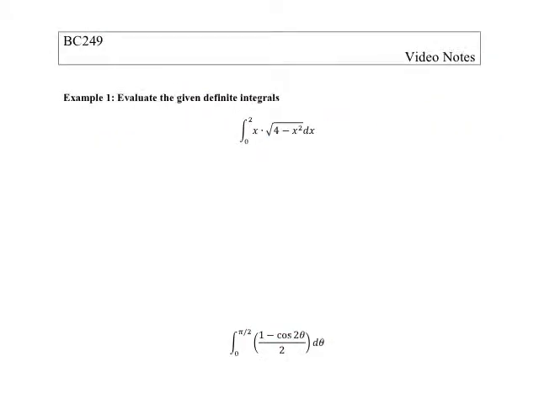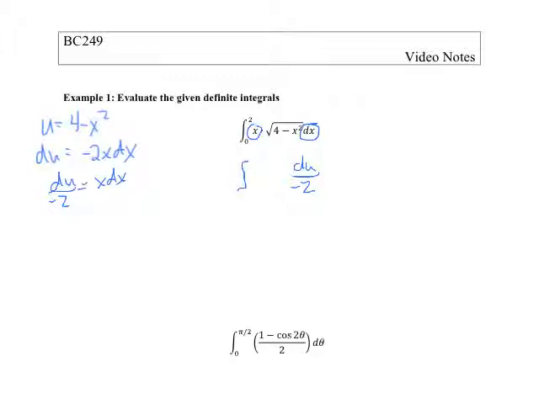Alright, let's look at some definite integrals here. And the approach with definite integrals is not very different. What we are going to do is first find our u value. In this case I'm going to let u be 4 minus x squared, which makes my du negative 2x dx. Or I could think du over negative 2 will replace x dx. So that x dx gets replaced with du over negative 2.